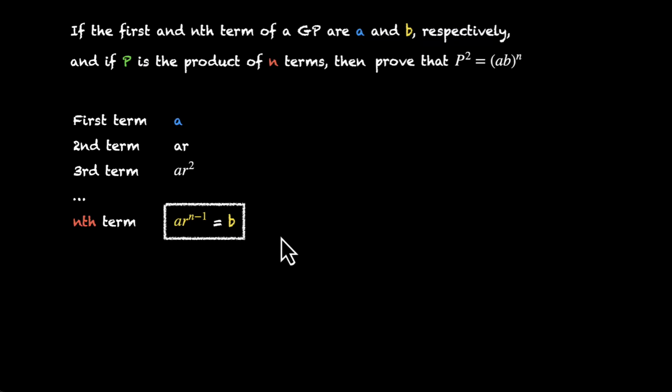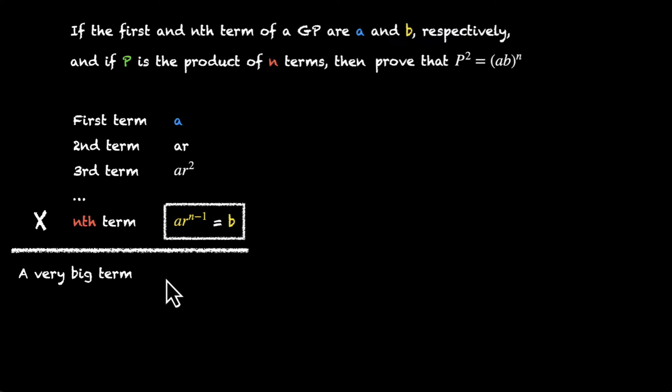Now what do we do? We multiply all of these terms to get p. So let's multiply all of them. And what do we get? Well, if we multiply all of these terms, we get a very big term. Let's look at this carefully. We have a's and r's. How many a's? 1, 2, 3 and so on up to n. So we have n a's. And how many r's? We have r, r square, r cube and so on to r to the power n minus 1. If you multiply all of them, we get r times r square times r cube and so on up to r to the power n minus 1.